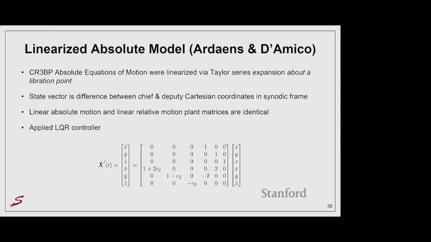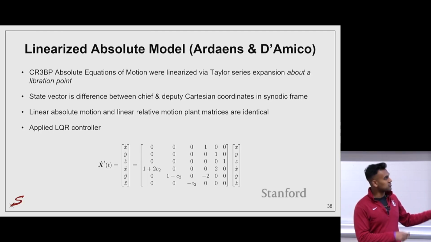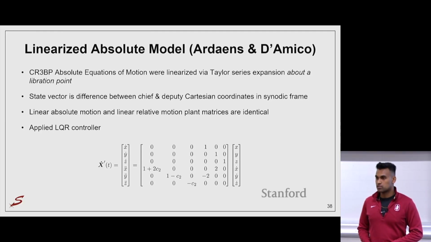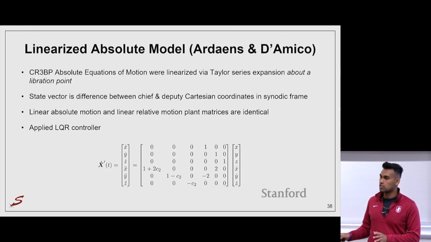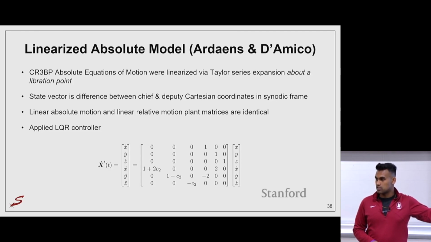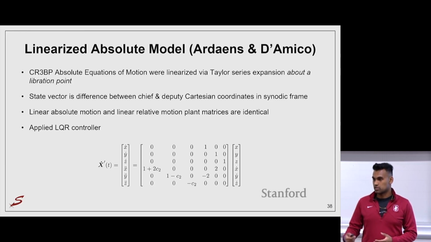So here's one approach. This is a linearized model that starts by using a Taylor series expansion to linearize the absolute motion, starting from the CR3BP nonlinear equations of motion and linearizing them about the libration point. I italicized that because you'll see it in the successive dynamics models, where the linearization about becomes pretty key.